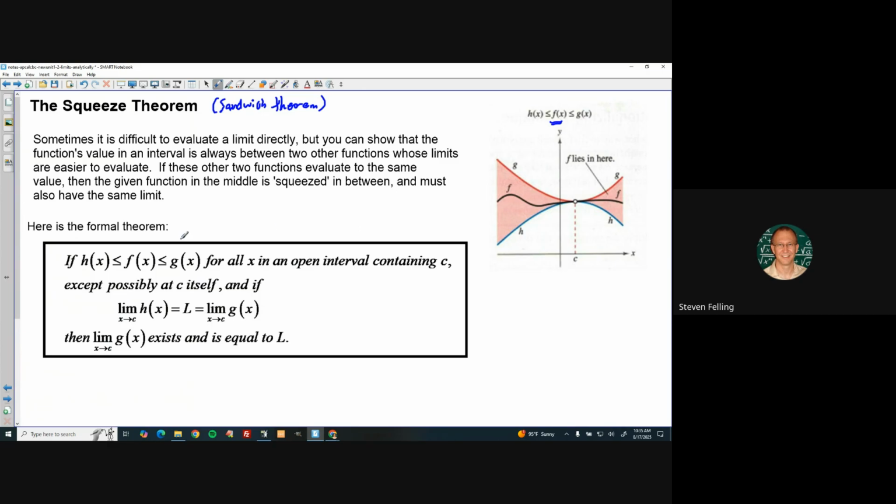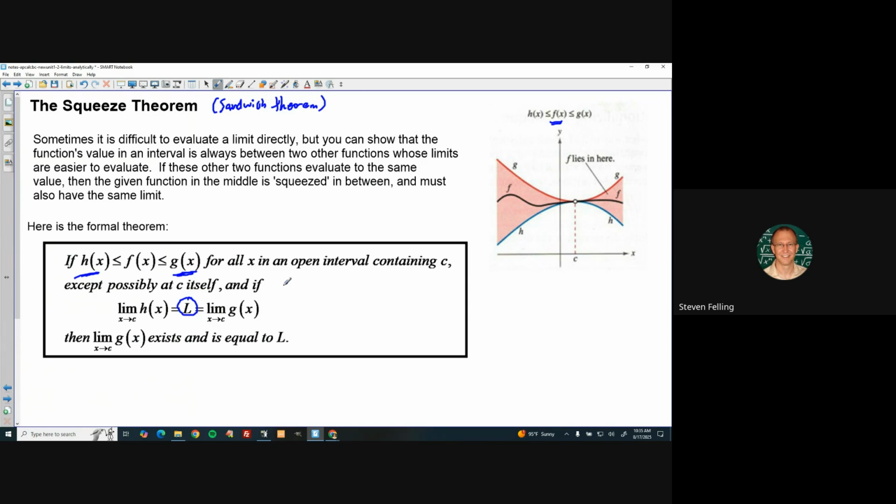This is the formal way it's written. If h of x is less than or equal to f of x is less than or equal to g of x for all x in an open interval containing the target x value c, except possibly at c itself, there could be a hole. And if you evaluate the limit of this function and the limit of this function at the target value and you get the same number L, then the limit of the inside function exists and is also equal to L.